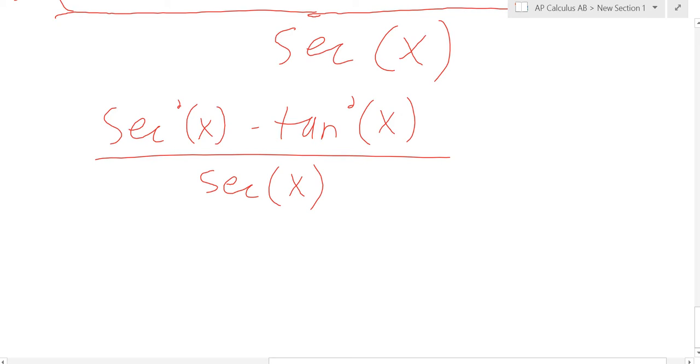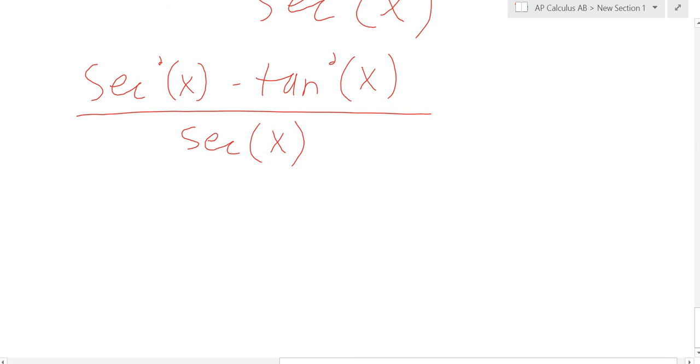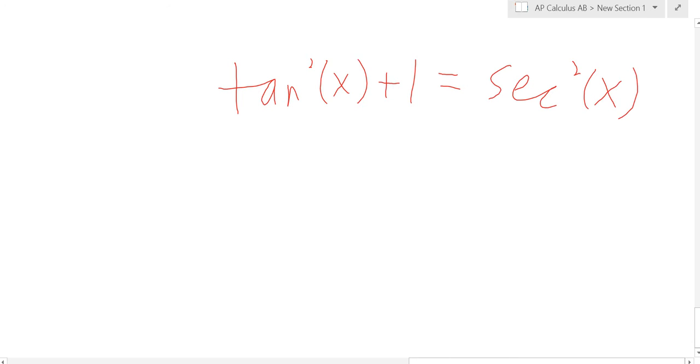Yeah. And it turns out that secant squared and tangent squared are in a Pythagorean identity together. So you can plug in a couple different ways here, but secant squared minus tangent squared, from our Pythagorean identities, is 1. Let's talk about why that is real quick. We have this Pythagorean identity, and this is the way we learned it. We okay with that? Yeah.